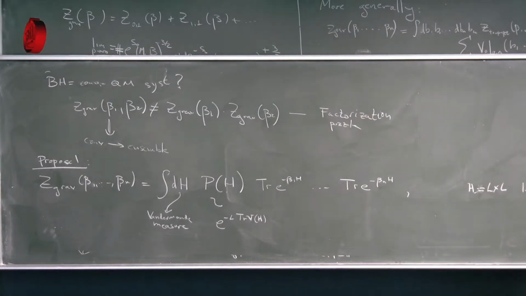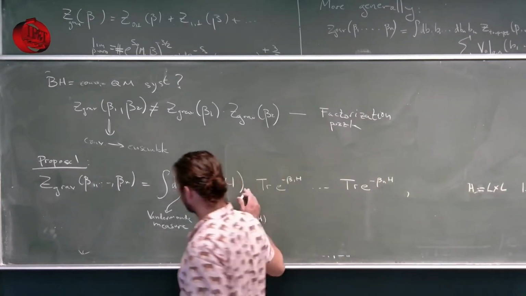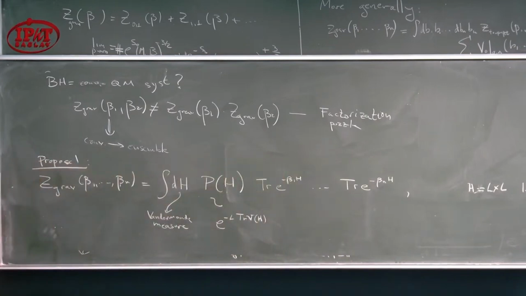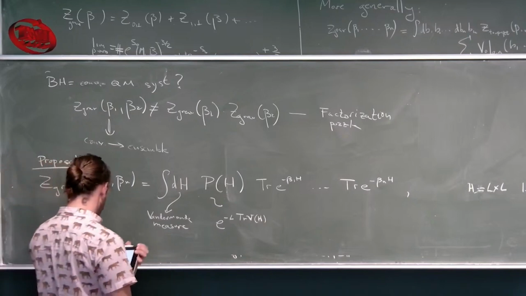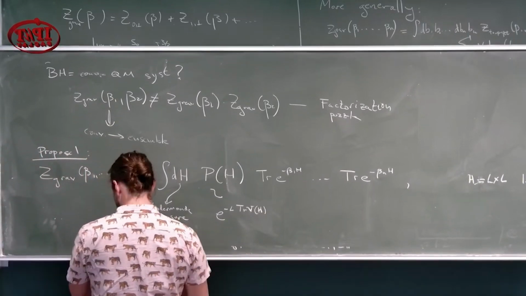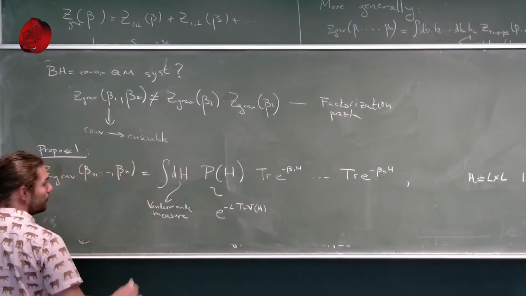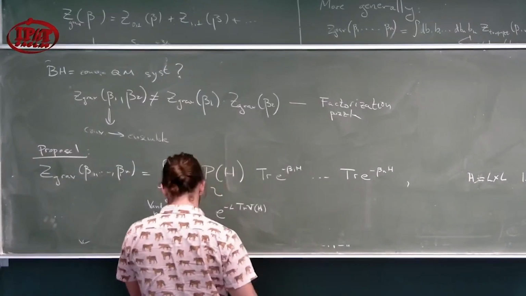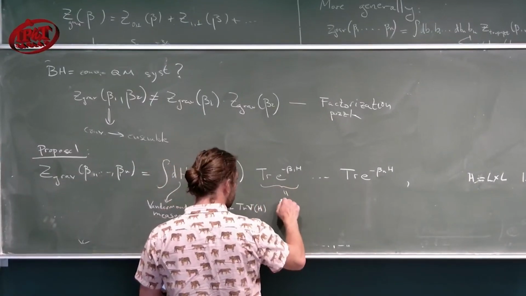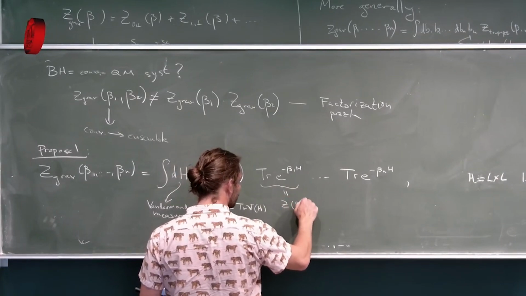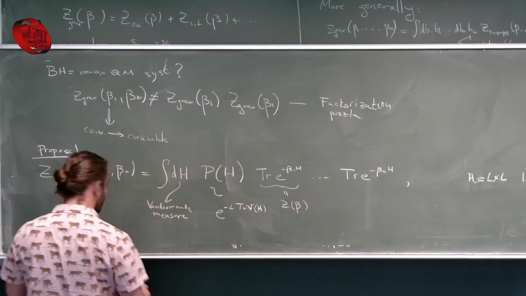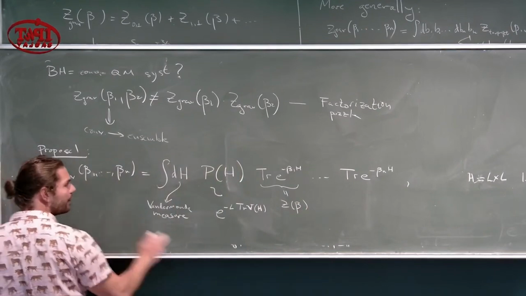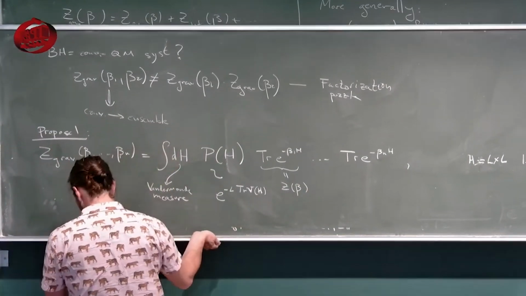And these types of integrals are widely studied in matrix models. When people study matrix models, this is exactly the kind of stuff that they study. And the type of observables that they like to insert in addition to this trace of e to the minus beta H, which I'll just denote by Z of beta. So we should distinguish Z grav from Z of beta.